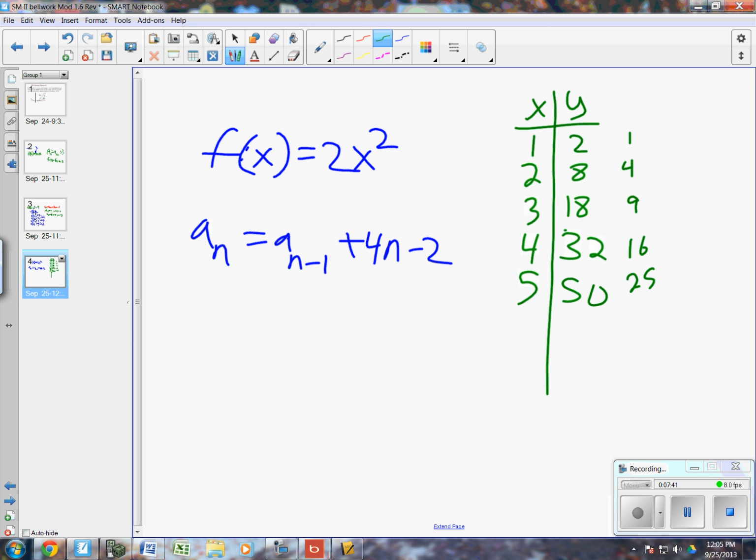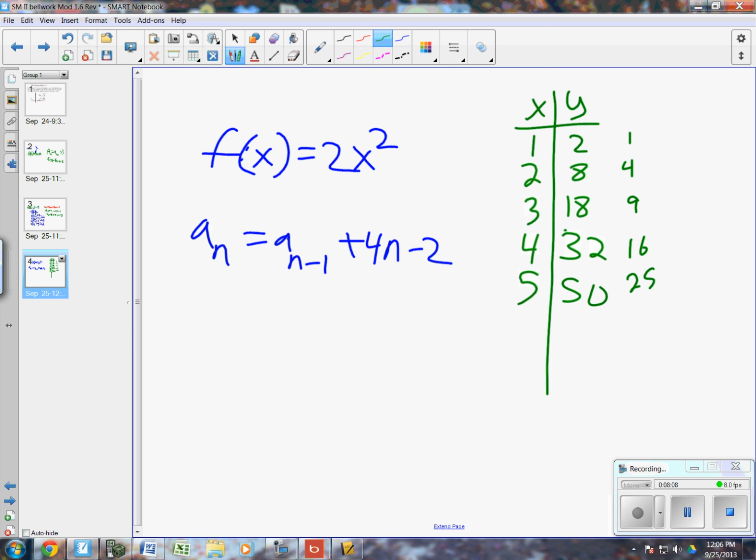What do you guys know about all these numbers right here? What do you see? If you times them by themselves, you get these numbers by timesing a number by itself, right? 1 times 1, 2 times 2, 3 times 3, 4 times 4, 5 times 5. And then you're saying what? And if you times those by 2, you get those numbers, right? So he knew it was going to be 2x squared. Does that make sense?